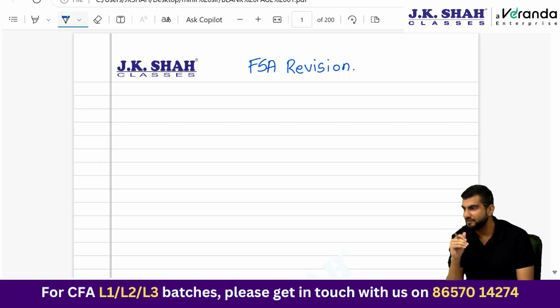Now, before discussing EPS, what are the two types of capital structure? Simple capital structure and complex capital structure. In case of simple capital structure, there are no potentially dilutive securities. But in case of complex capital structure, there are potentially dilutive securities like convertible bonds, convertible preference shares, warrants. All these are potentially dilutive.